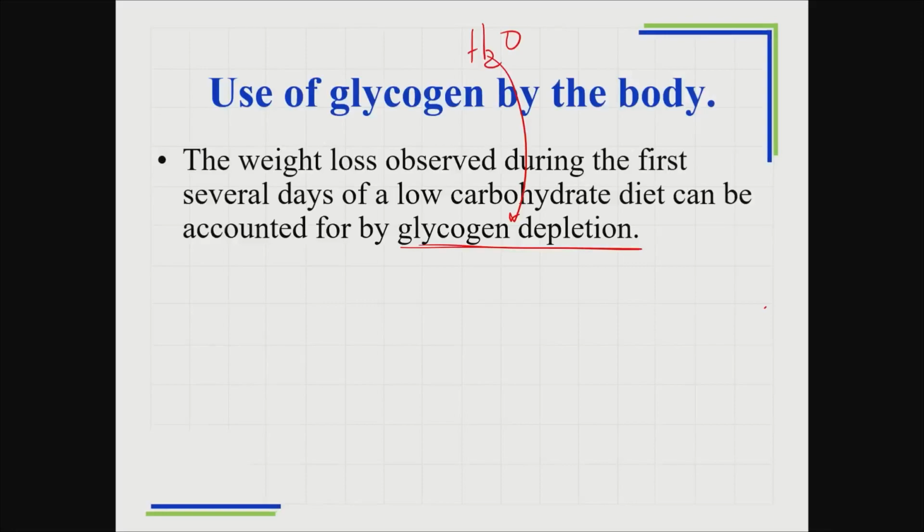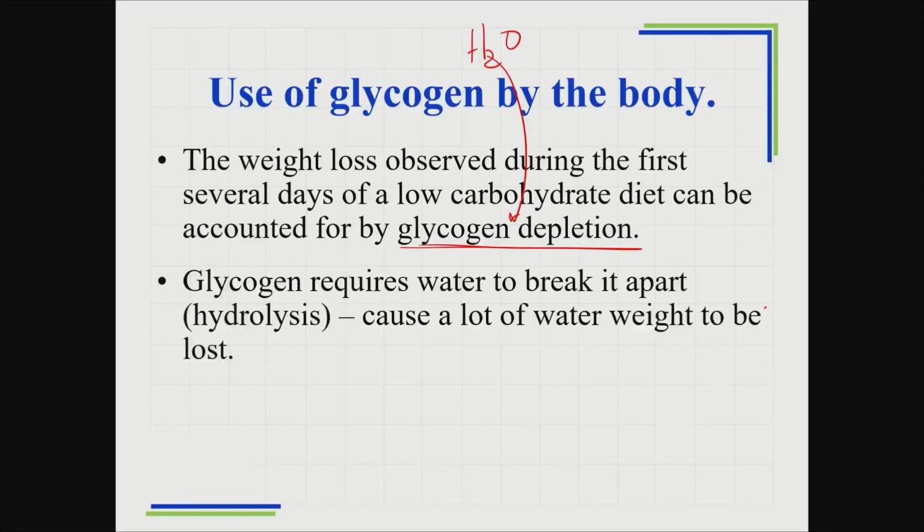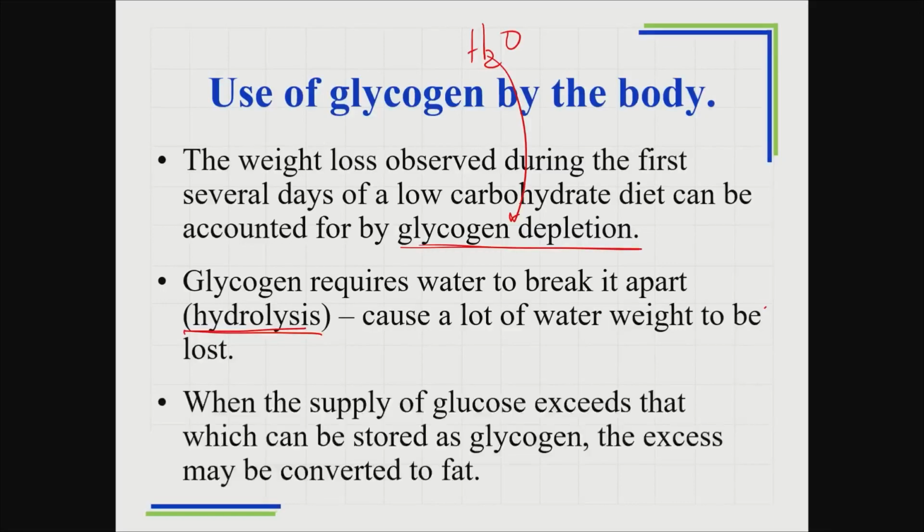But you must deplete your glycogen before it's going to go into the long-term storage and start taking out the fat, which is your long-term storage. Okay, so that is what this is saying. Glycogen requires water to break apart the glycogen and get it into the form of glucose. And we know that the name of that process is add water, break apart. Hydrolysis causes a lot of that water weight to be lost.